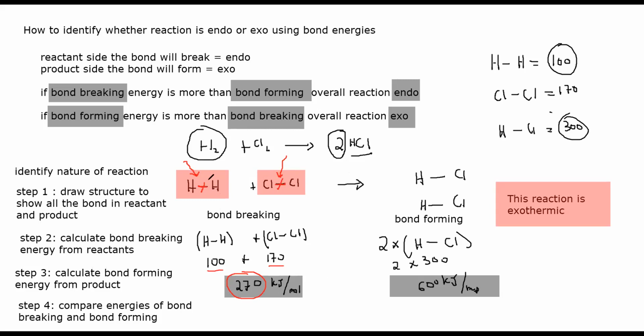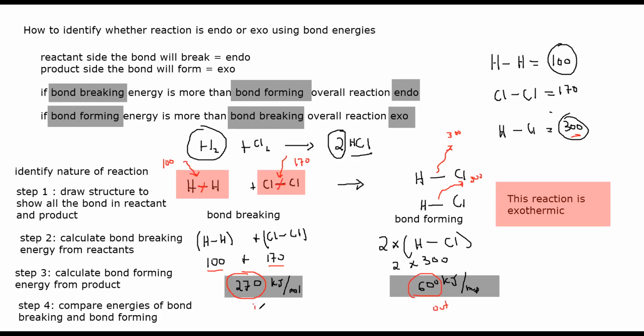But what happens when the bond breaks? The new bonds will form. The new bond formed here is hydrogen chloride. Hydrogen forms a bond with chlorine. So when they form a bond, they release energy. This was absorbing 100, this was absorbing 170. So overall energy absorbed by the reactant is 270 to break the bonds. But bond forming is exothermic. So when hydrogen bonds with chlorine, it will release energy. And how much energy is released? 300 by each bond, so the total energy released will be 600. So energy which is given out is 600.